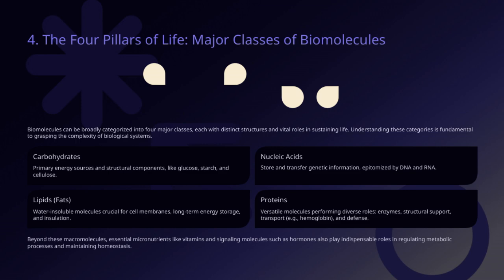In summary, these four major classes of biomolecules, proteins, nucleic acids, lipids, and carbohydrates, are the pillars of life. Each has a unique structure and essential role, and understanding them helps us grasp the complexity of biological systems that sustain life on Earth.